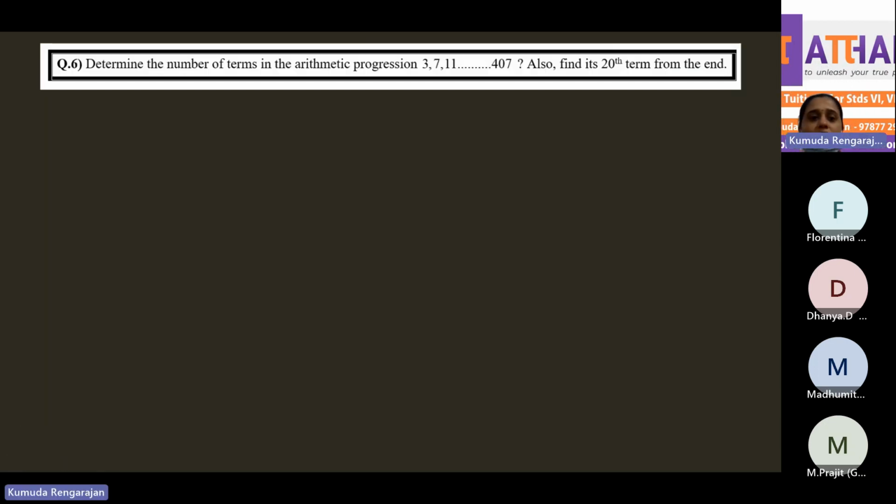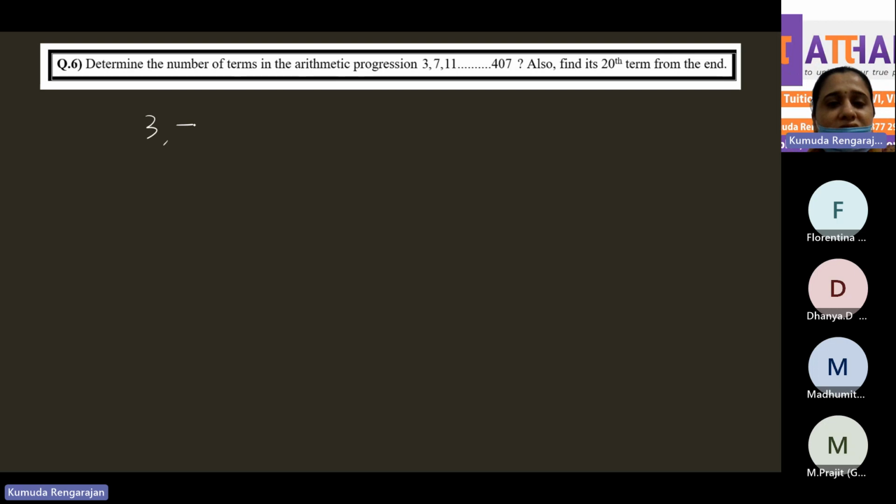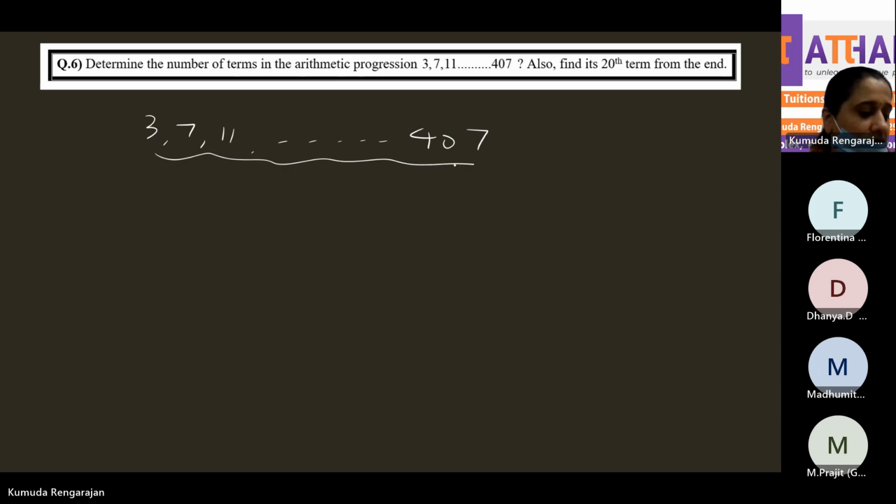Yeah. So this is the next one. Determine the number of terms in the arithmetic progression. That is, we have an AP here. You should find the number of terms. See, 3, 7, 11, and goes on till 407. So how many terms are here? How many terms are there in this AP?